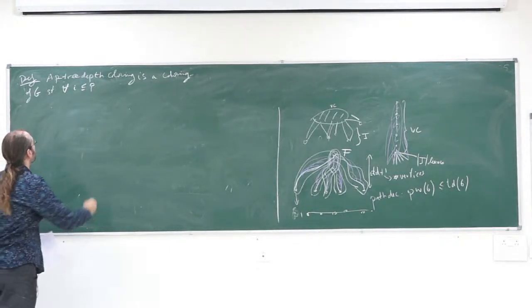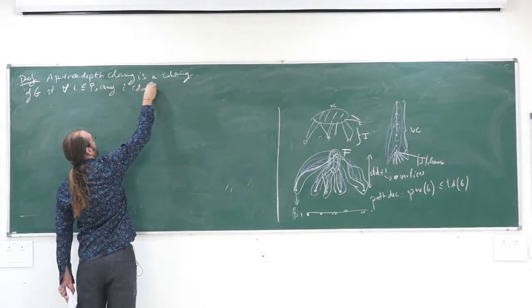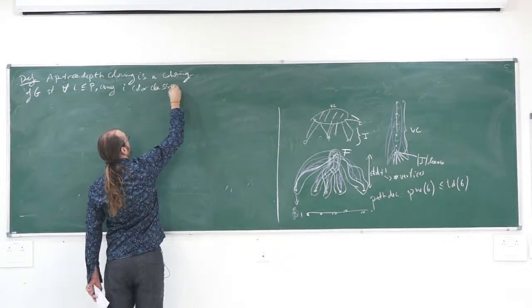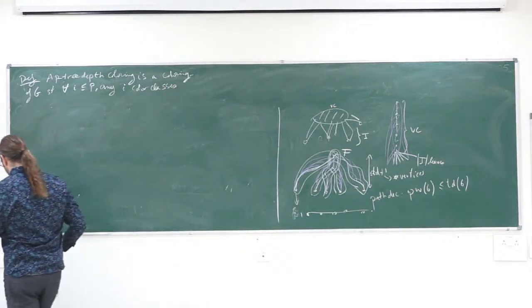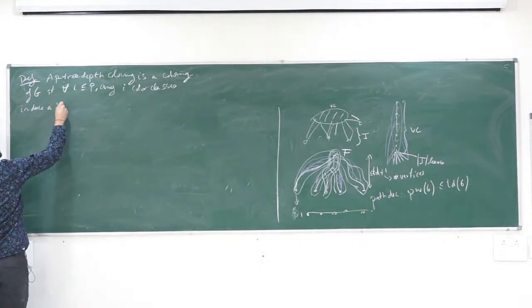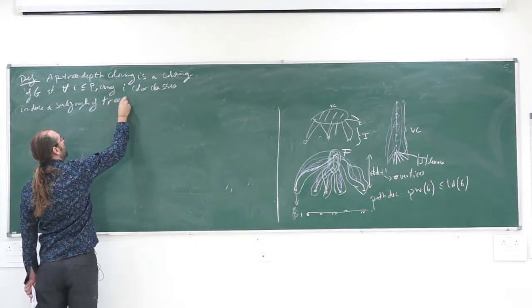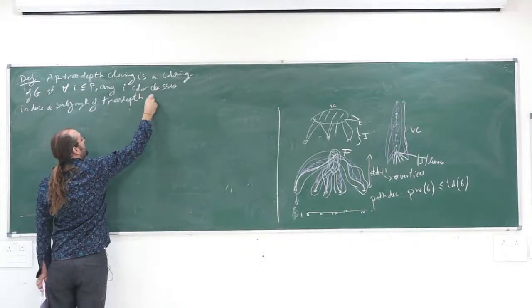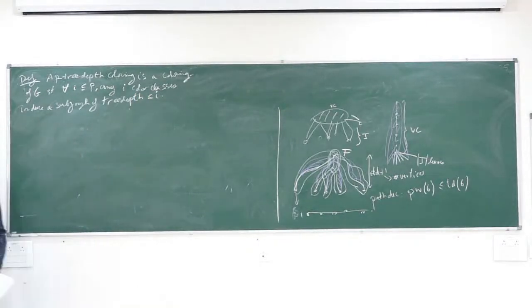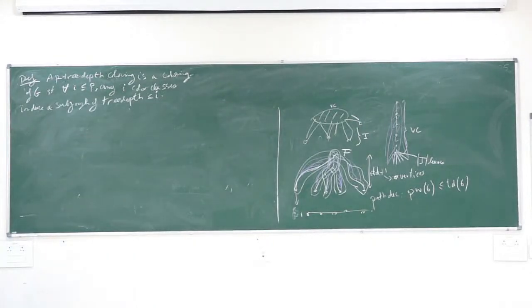any i color classes induce a subgraph of treedepth at most i minus 1. And you see here, that's why in the treedepth definition I need to allow disconnected things, because I want to allow disconnected subgraphs.